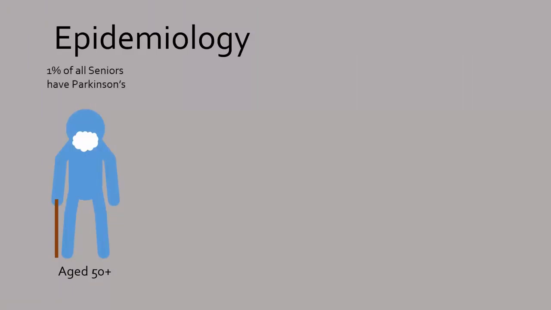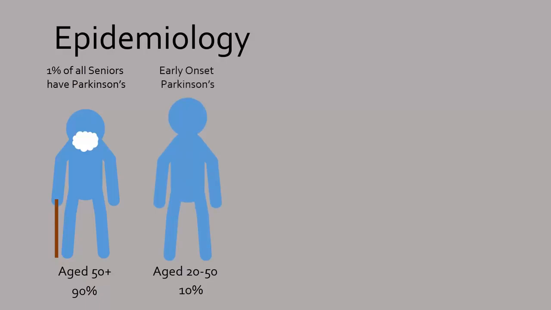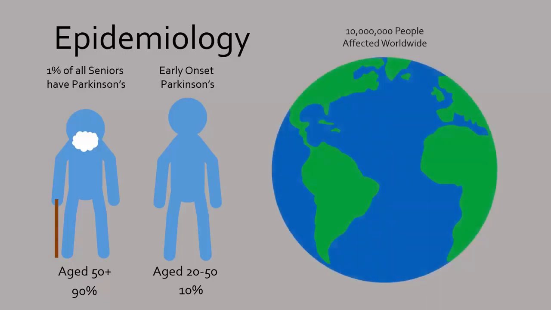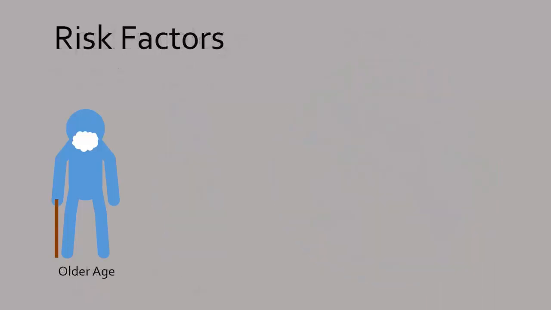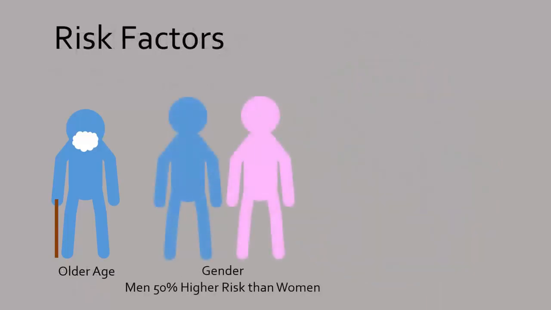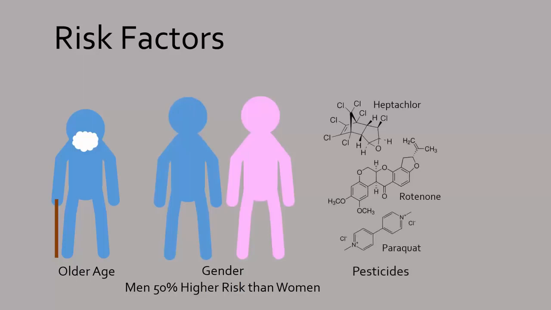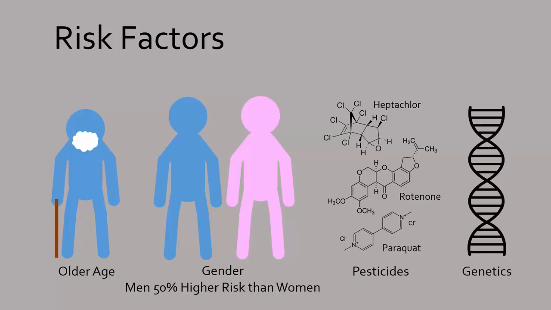Approximately 10% of cases develop before age 50, known as early onset Parkinson's. Around 10 million people are affected worldwide, with men almost 50% more likely to be affected than women. Research has shown that exposure to certain pesticides, or having many family members with Parkinson's, seem to increase the risk of developing the disease, implying that both environmental and genetic factors play a role. However, this only describes a minority of people with Parkinson's, with the majority being cases with no known cause.